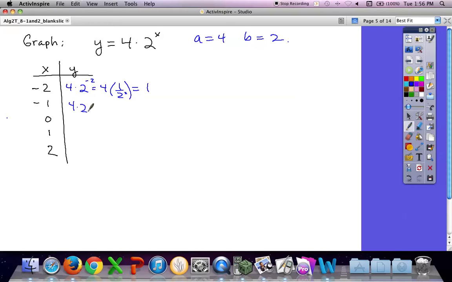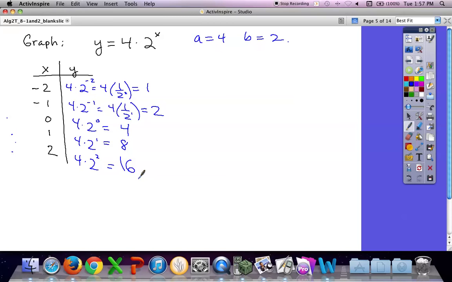4 times 2 to the -1 is 4 times 1 over 2 to the first, which is 2. 4 times 2 to the 0 is 4. 4 times 2 to the first, 8. And 4 times 2 squared, 16.